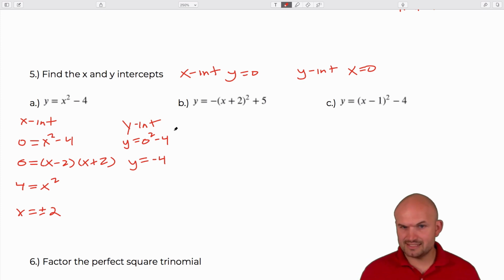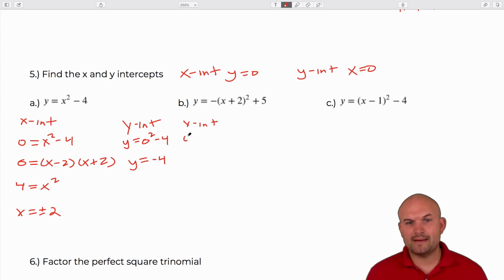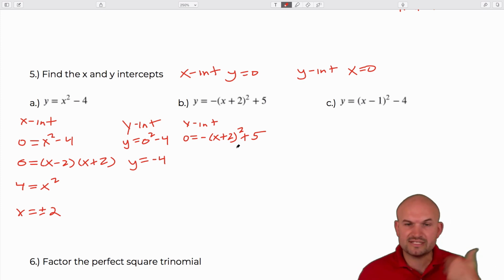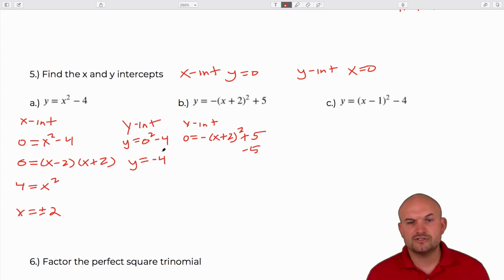For the next one, it doesn't seem as straightforward as the last one. So if I want to find the x-intercept here, by plugging in y equal to 0, you notice that I have a lot of stuff to undo here. So we have to remember to use our reverse order of operations. The first thing I want to do is always undo addition and subtraction. So I'm going to subtract 5 on both sides. There I have negative 5 equals negative x plus 2 squared.